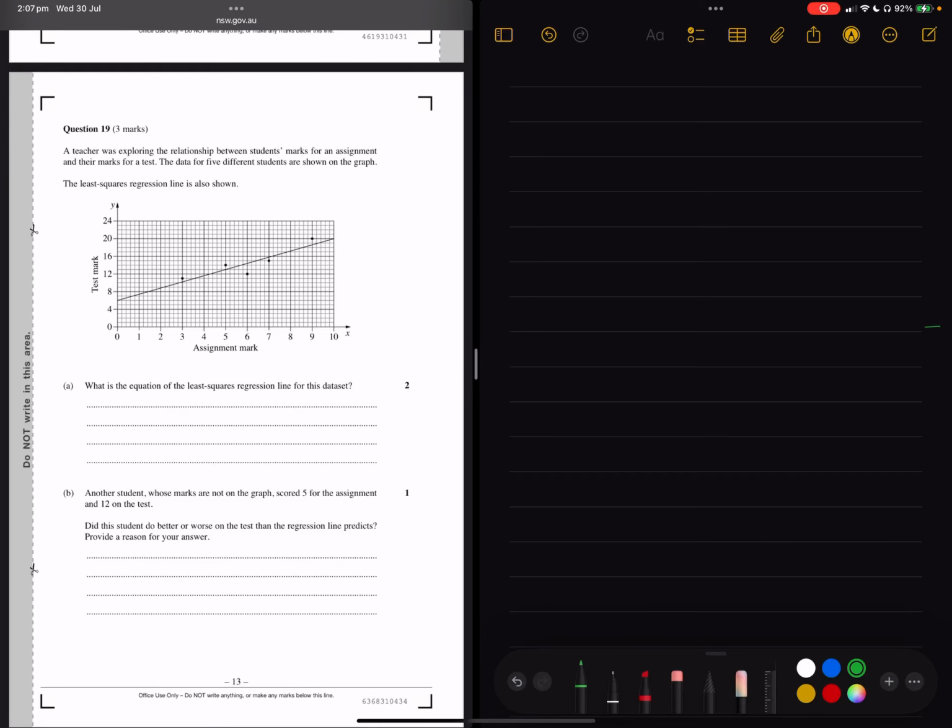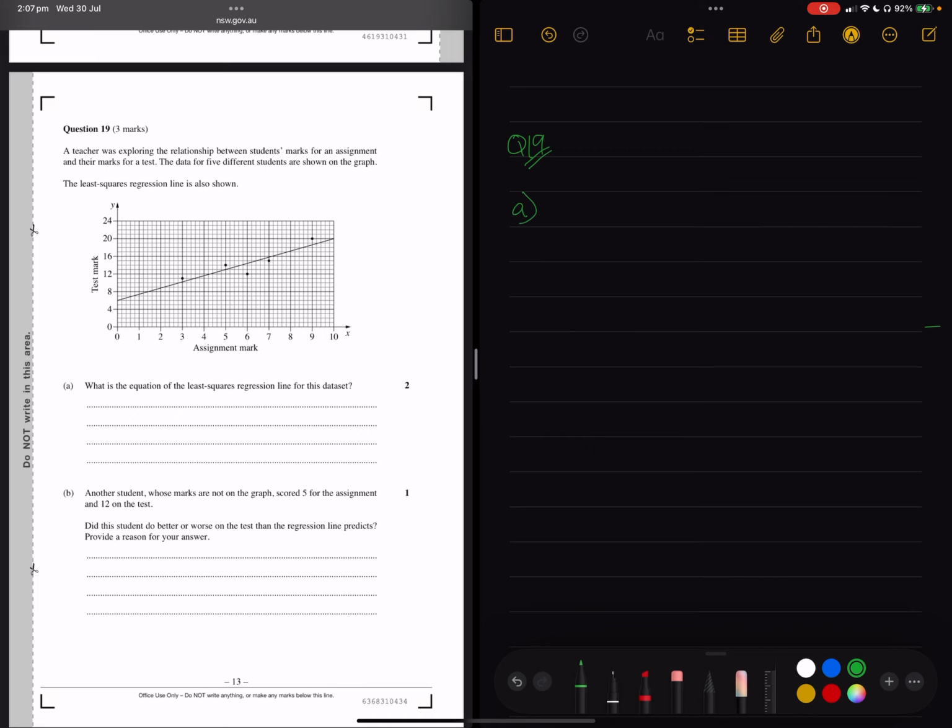All right, so let's take a look at question 19 from the 2024 Standard 2 paper. We're told a teacher was exploring the relationship between marks on an assignment and their marks for a test. The data for 5 different students is shown. What is the equation of the least squares regression line for this data? Well, we just need to find the slope and the y-intercept.